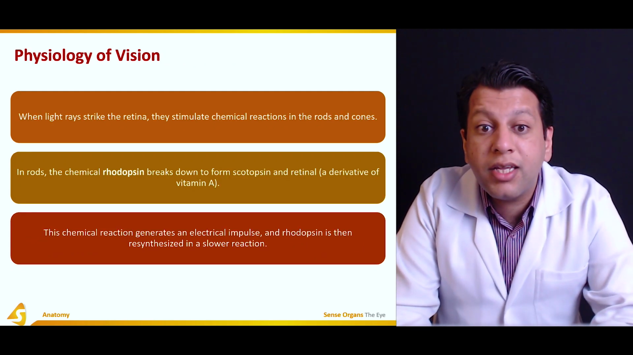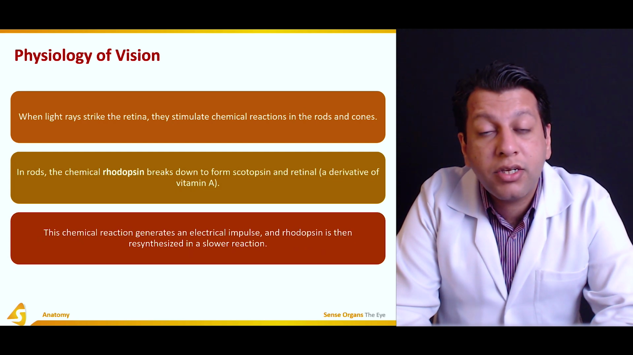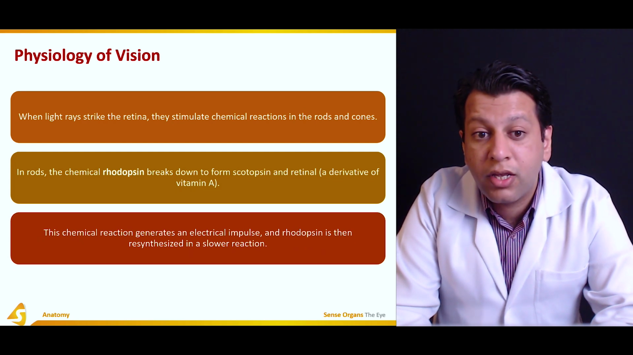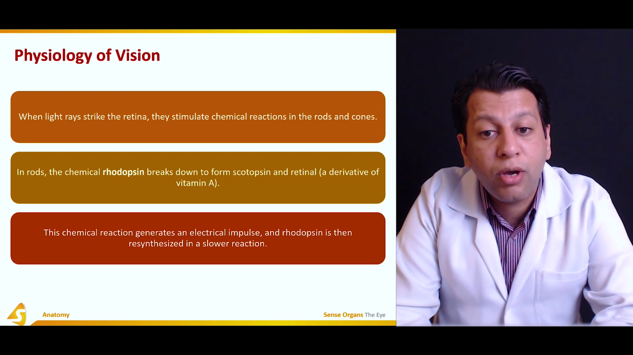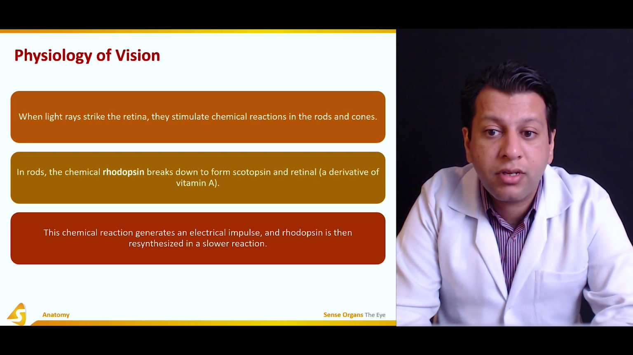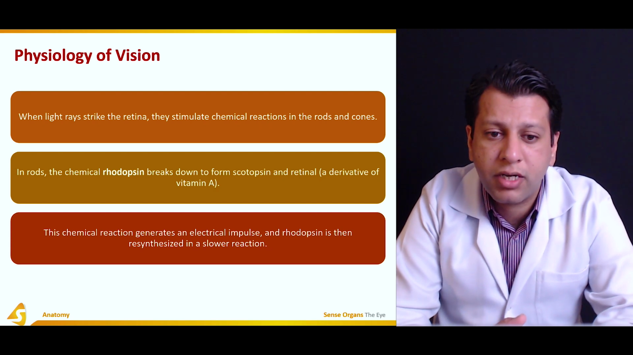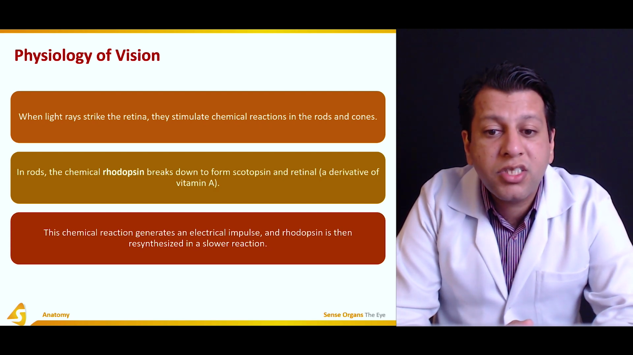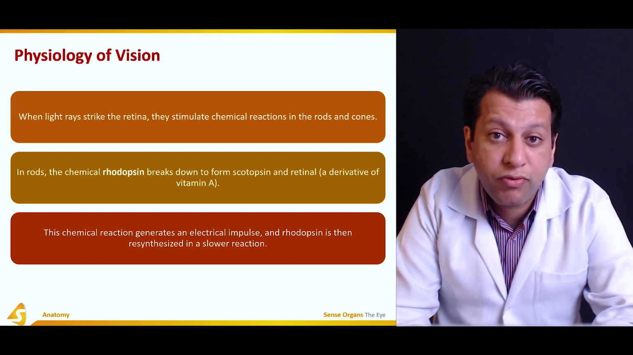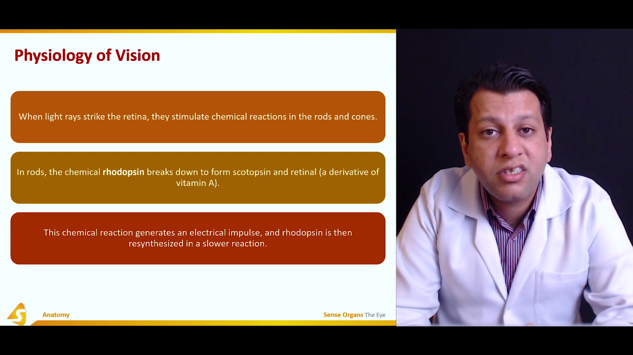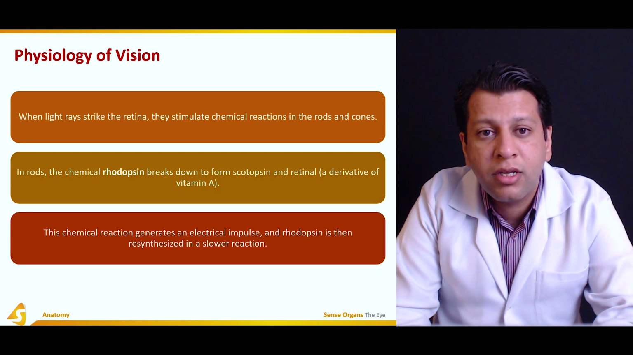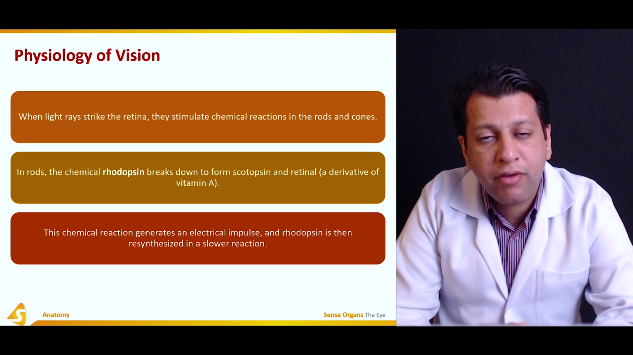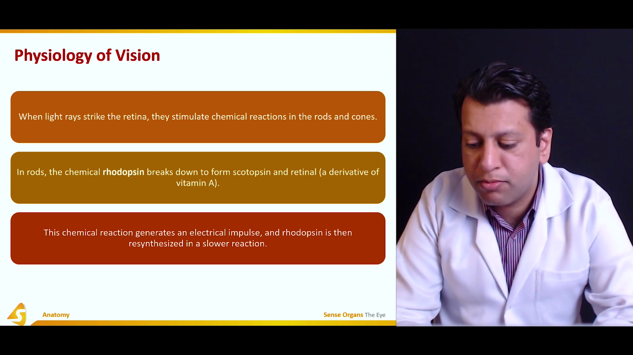When the light rays strike the retina, they stimulate a chemical reaction in the rods and the cones. In the rods, a chemical called rhodopsin breaks down to form scotopsin and retinal, which is a derivative of vitamin A. This chemical reaction generates an electrical impulse, and rhodopsin is then resynthesized by a slow reaction. The impulse then travels to the optic nerve, and from the optic nerve it is carried to the visual cortex at the back of the head, in the occipital lobe.